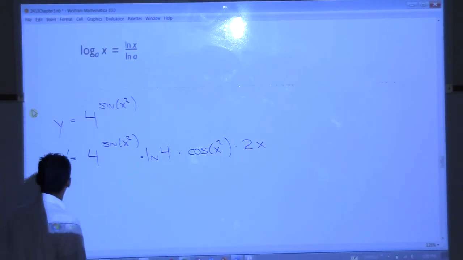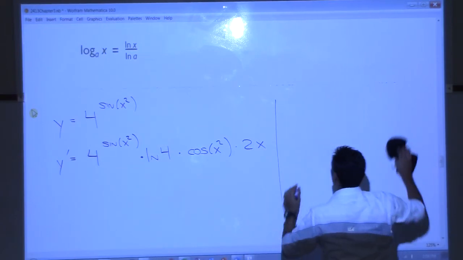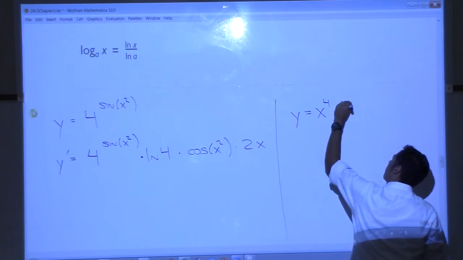Okay, how about this then? Another one. We'll start it over here. How about this? y is equal to x to the 4th times 4 to the x.